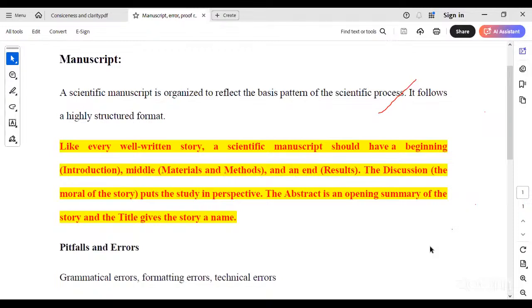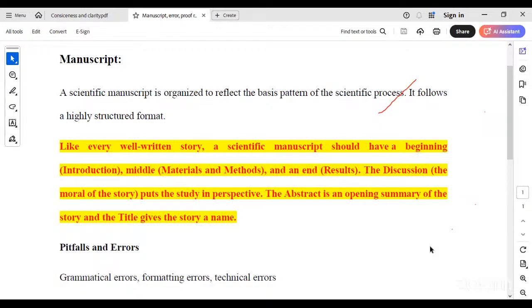Now, the important part: if I am thinking about writing a manuscript, what writing considerations do I have to follow? Yesterday, I also talked about those things. I'm going to repeat them again. While writing a manuscript, what considerations do we have to follow?